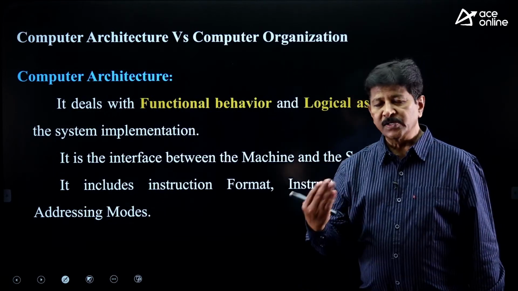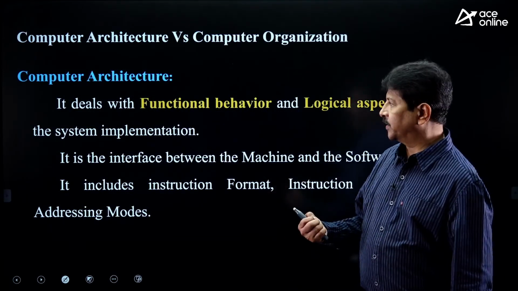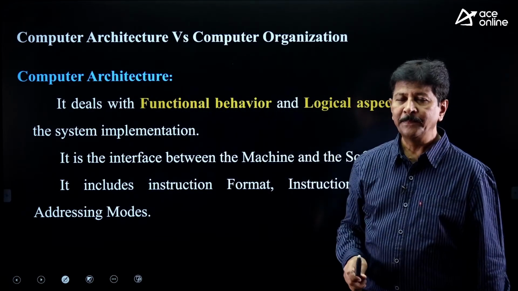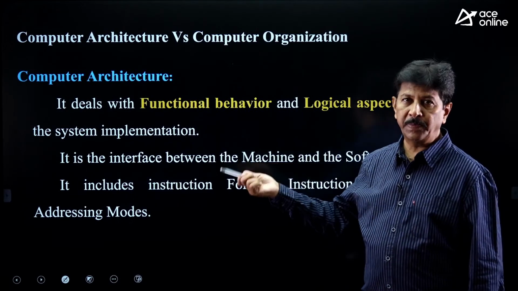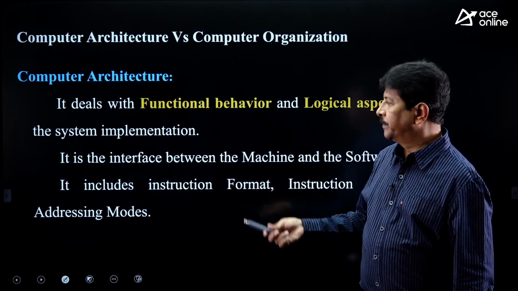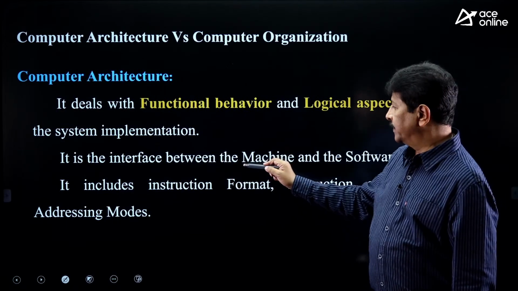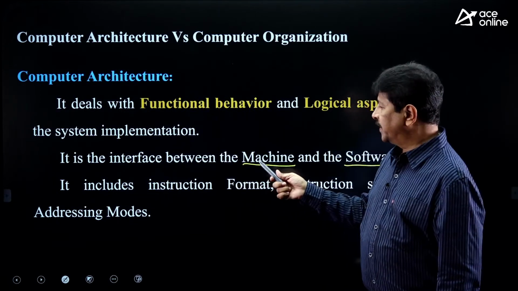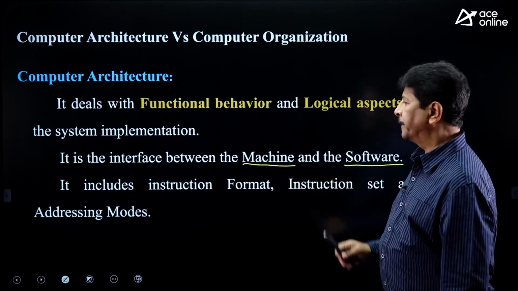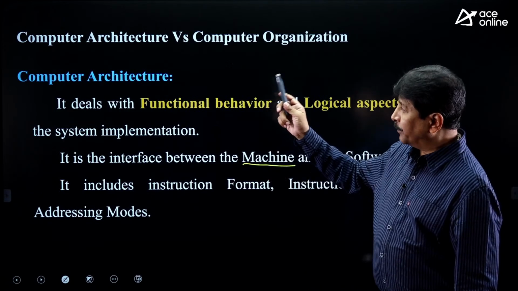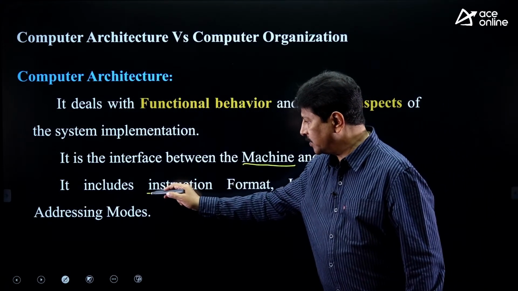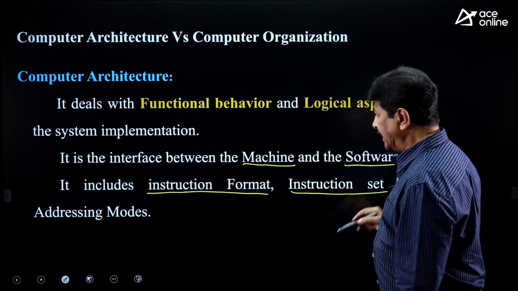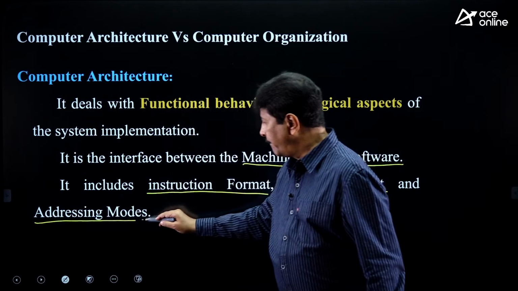Now let us look at the definition of computer architecture. It is going to deal with the total functional behavior and logical aspects of system implementation. Number 2, it is going to be the interface between the machine and the software. That means it is the interface between hardware and software. So this computer architecture will contain the instruction set architecture, which has instruction format, instruction set and addressing modes. That's it.